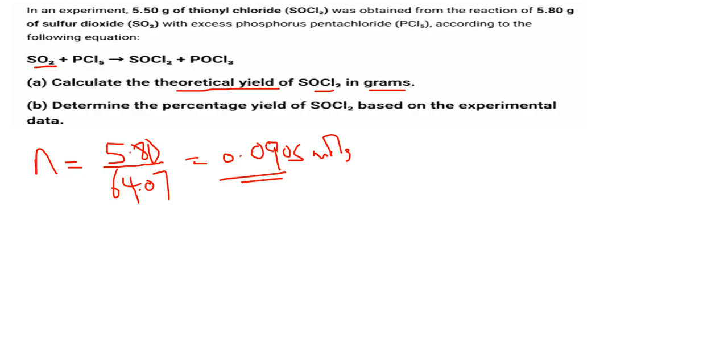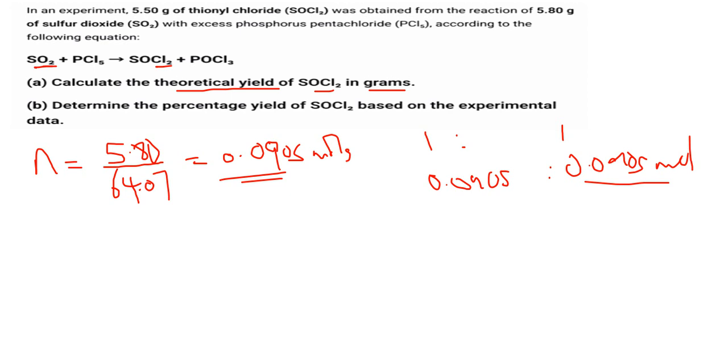And then from here we are going to get the molar ratio of sulfur dioxide to the thionyl chloride. We see that the molar ratio there is just 1 to 1, meaning the moles of sulfur dioxide are the same moles for thionyl chloride. So if I have 0.0905 here, since it's 1 to 1, I'm still going to have the same moles on the other one. So these are the moles of thionyl chloride.